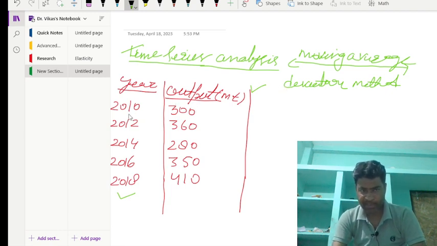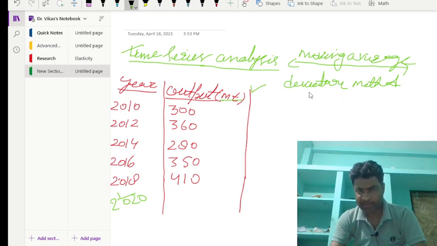So I have taken the years from 2010 to 2018, only 6 years, and their respective outputs of food grains for a particular country in metric ton: 300 metric ton, 360 metric ton, 280 and so on. With the help of the deviation method, I am going to find the trend output for each year and make the forecast output for 2020.